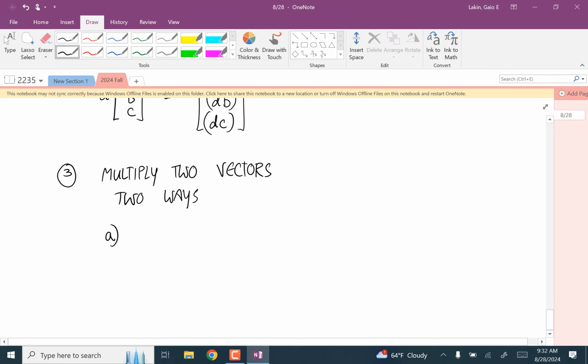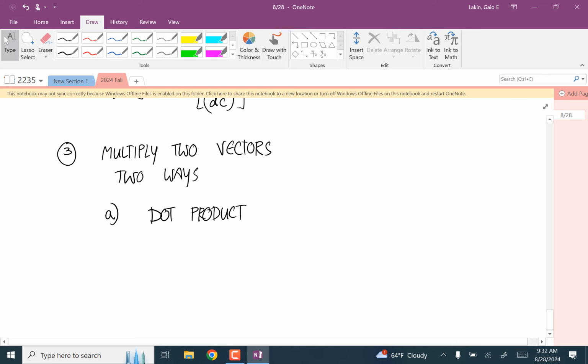The first one is called the dot product. And sometimes you'll see it called the scalar product. And sometimes you'll see it called the inner product.